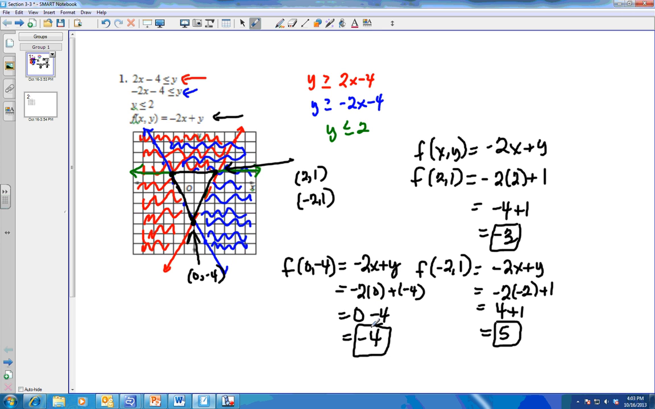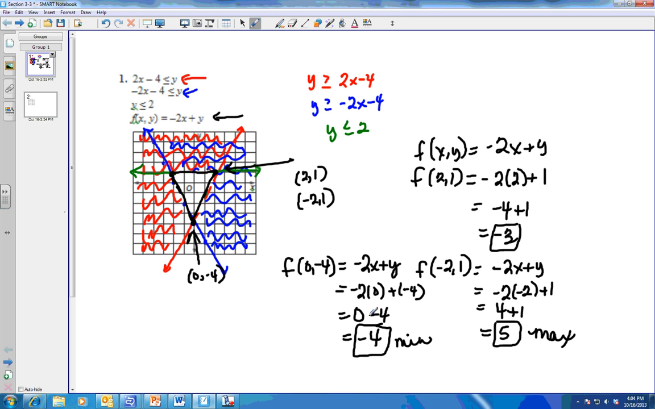And they asked you, it says find the maximum and minimum values of the given function for this region. So out of these three answers, what is my maximum value? My maximum value is 5 because that's my largest number. Negative 4 would be my minimum value because that's my lowest number. Okay, so that was number 1 off of your sheet.